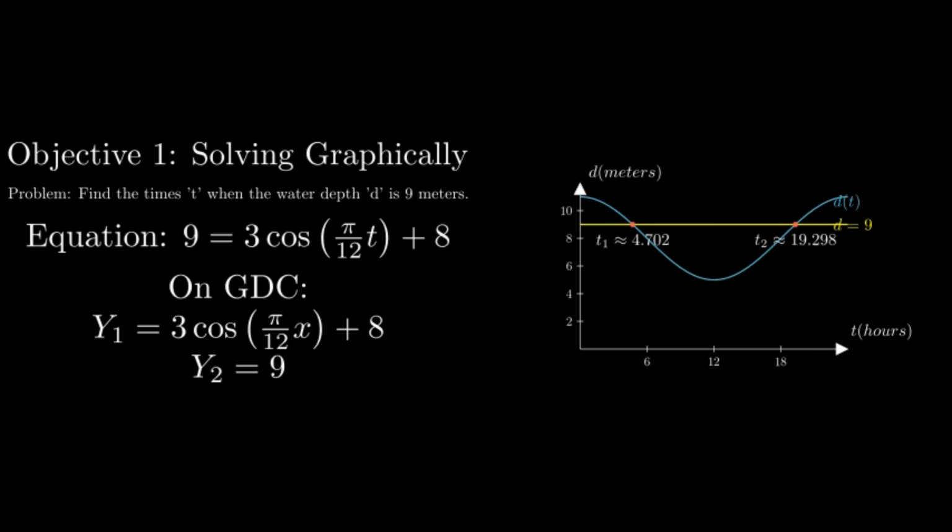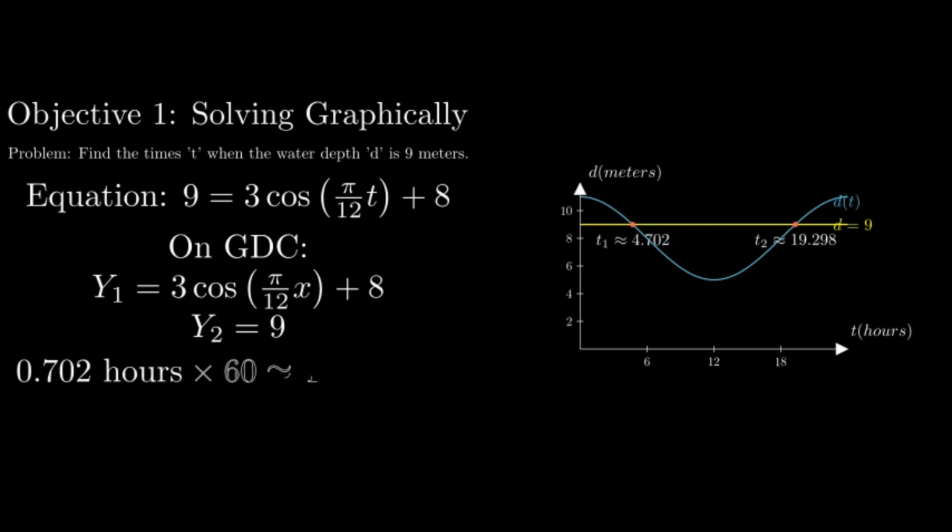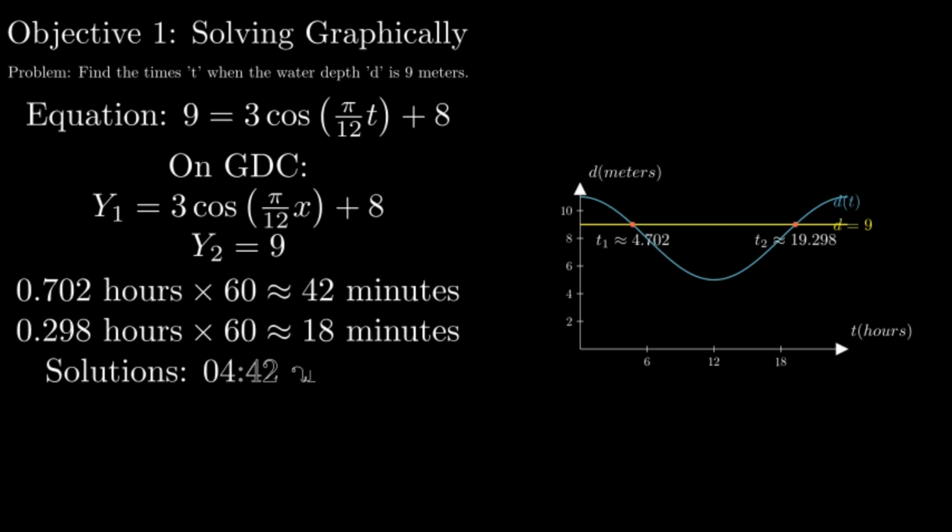Often we need to convert the decimal part of the hours into minutes. We do this by multiplying the decimal by 60. For the first time, 0.702 times 60 is about 42 minutes. For the second, 0.298 times 60 is about 18 minutes. So, the water depth is 9 meters at approximately 4:42 and 19:18.